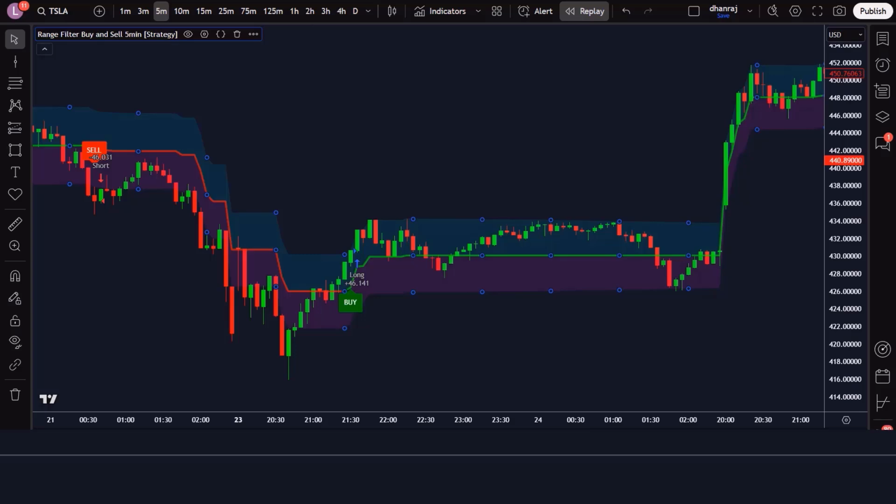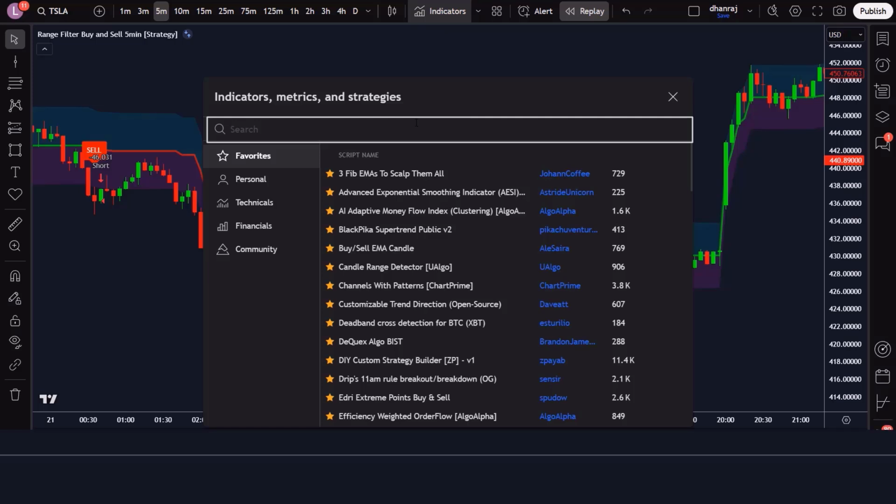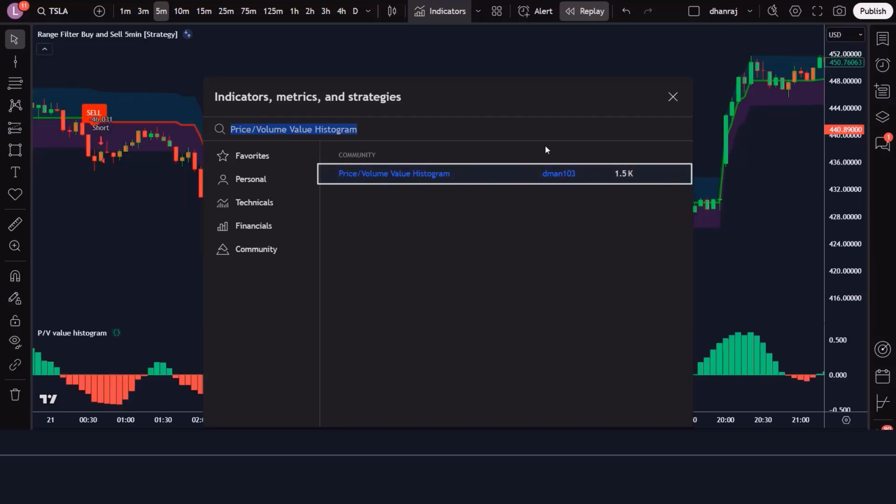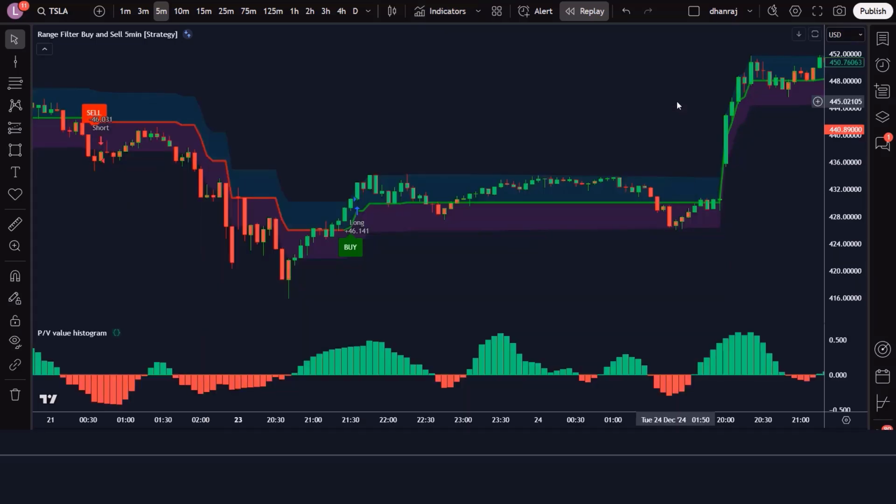After that, we have to apply another indicator on the chart. We will search the price/volume value histogram indicator in the search box of TradingView. After that, we have to click on the price/volume value histogram option, in which we do not have to change any settings. Now our setup is ready.